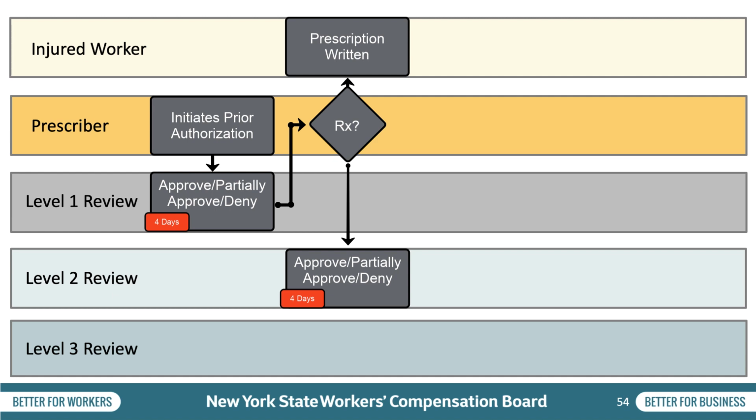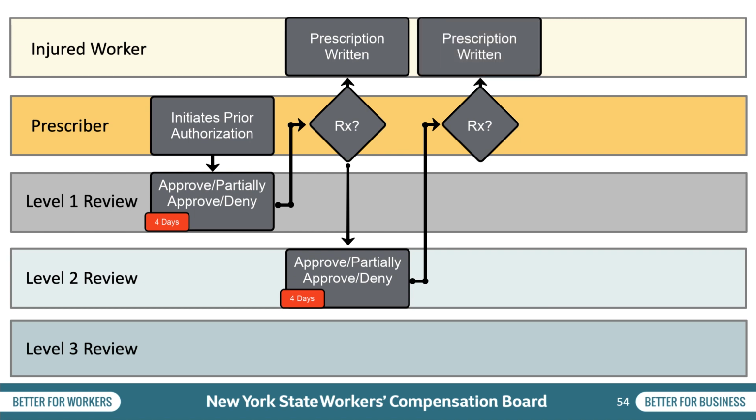The Level 2 reviewer, the payer's medical director, has 4 days to approve, deny, or partially approve the Level 2 request. The Level 2 reviewer should specifically address the prescriber's response to the Level 1 denial. Again, the Level 2 reviewer's response will automatically be routed to the prescriber. As with Level 1, if the Level 2 review is not completed within 4 days, an order of the chair may be issued. Once again, if the Level 2 request was approved, the prescriber would write the prescription, or if denied, may opt to write for a formulary agent.